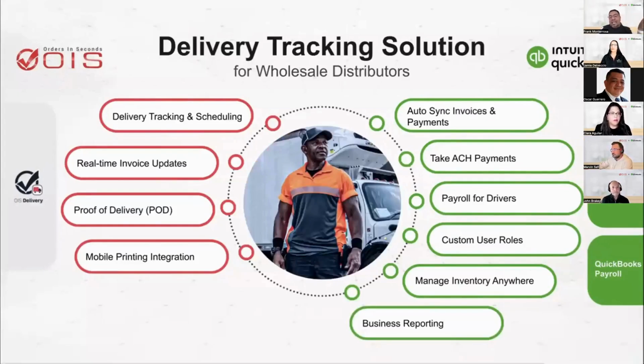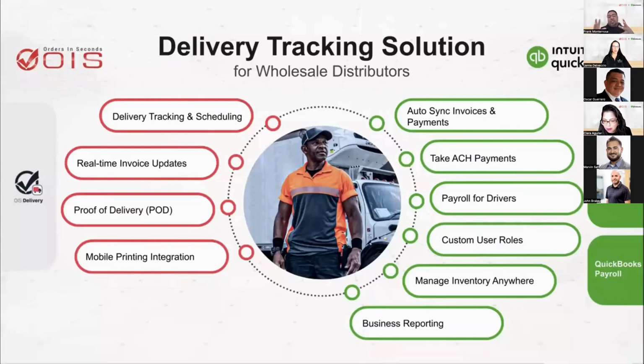Okay, look, the delivery tracking solution. The delivery module is the final link in the distribution chain, right? And as the last one, it's certainly not the least important. And look, this module allows you to automate deliveries and have 100% visibility of what's been delivered.